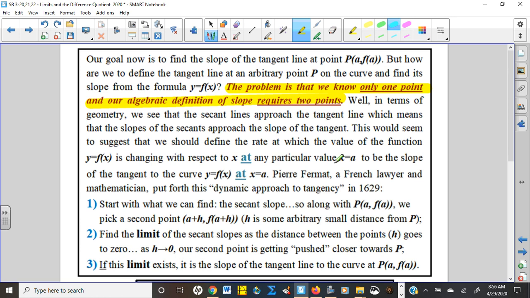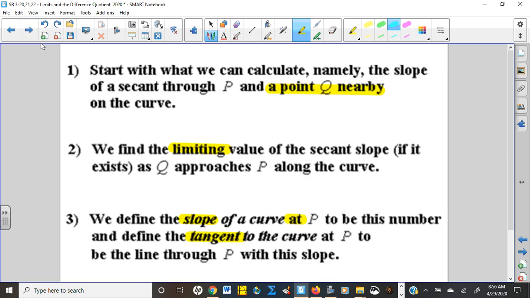So this is where a dude named Pierre from French, and he was more of a mathematician by hobby. His official thing was he was a lawyer, and kind of a big time lawyer within the government monarchy system at the time. And he came up with this idea which he called the dynamic approach to tangency. And so I have it written here, probably worded just slightly differently than it is in your course pack. But this is what we're going to walk through right now.